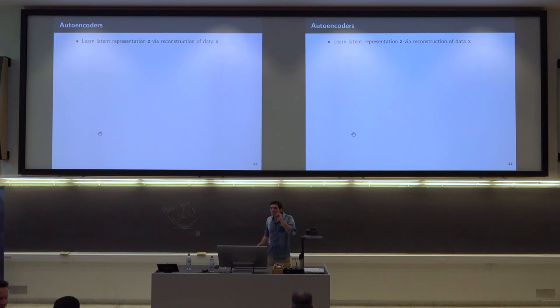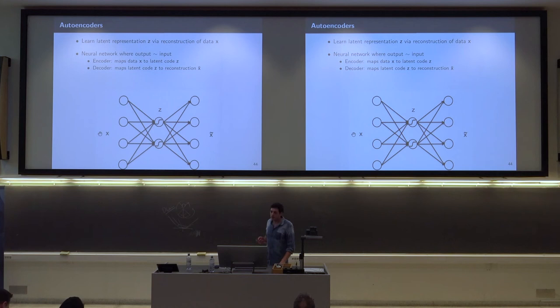So in autoencoders, the goal is to build a latent representation starting from an image, trying to reconstruct it, but going through a latent representation that hopefully compresses information about the image. So we could represent it like this. We have an image X. We encode it into a lower dimensional representation Z, and then from Z we try to reconstruct the original X. Okay, that's what's written there.